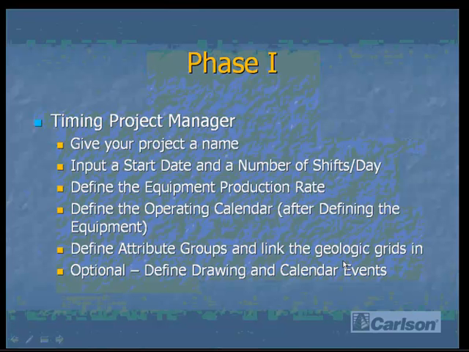In phase one of mine planning, when we get into the timing project manager, this is the area where you give your project a name, input the start date and the number of shifts per day. You define the equipment production rate of your continuous miners and your longwall equipment. Define the operating calendar after defining the equipment production rates, and then you define attribute groups, which are panel types.